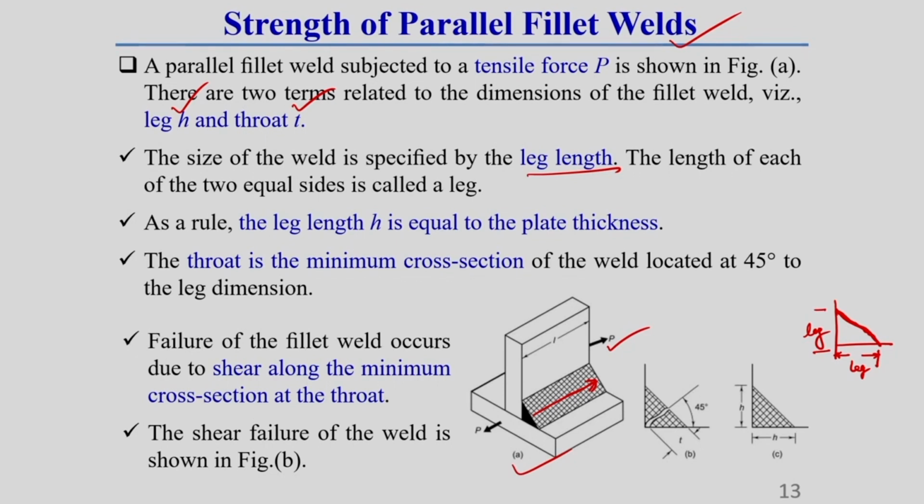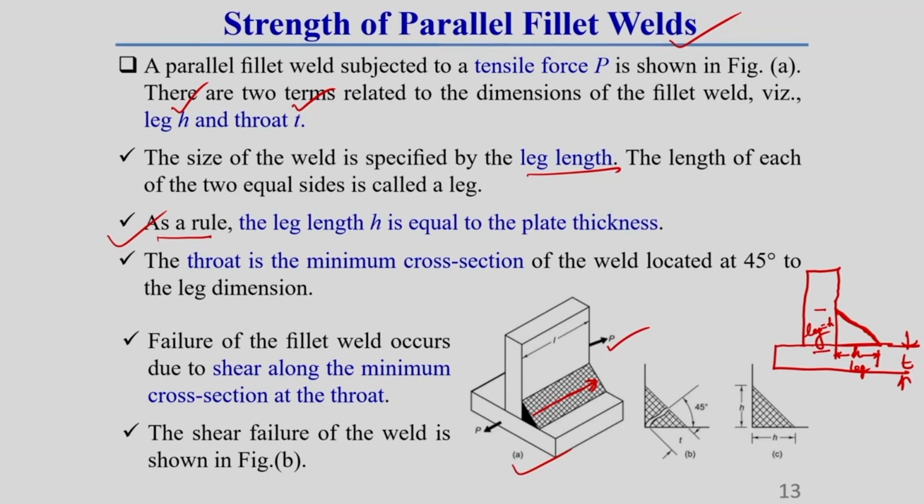So, here I have written these things also. This leg length is also generally considered equal to the thickness of the plate. That means, whatever plate we are going to join, let this be one plate and this another plate. So, what should this leg length be? Always keep this in mind: this leg length, for design consideration, is equal to the thickness of the plate.